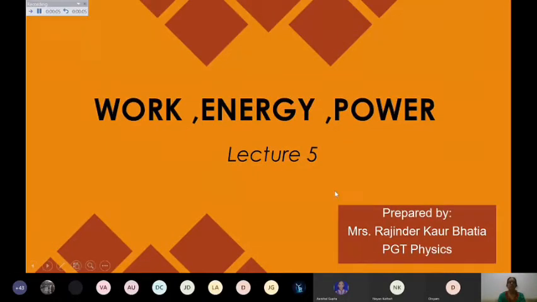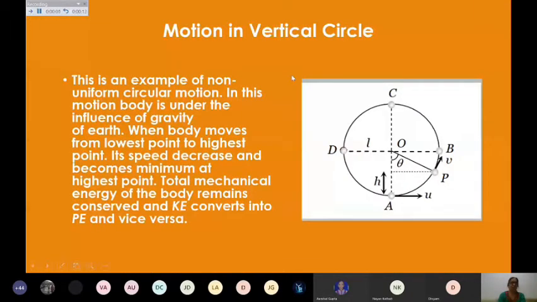In this case, we are dealing with the chapter work, energy, power in continuation. And today the topic with us is the vertical circle. We have to go into detail of the vertical circle. Uniform circular motion we have already done in the previous chapter. This is actually an example of non-uniform circular motion.